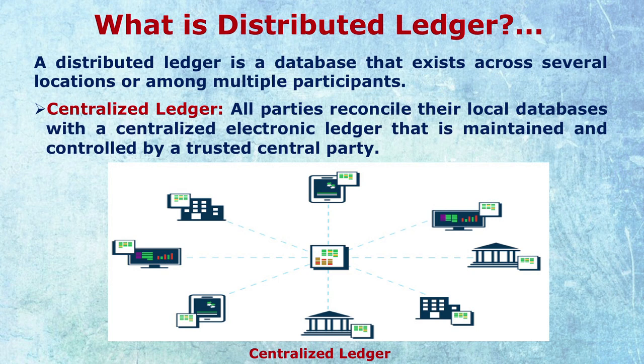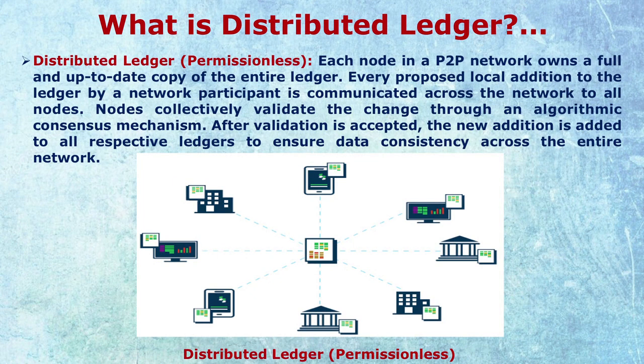As you can see on the screen, a distributed ledger is a database that exists across several locations or among multiple participants. Whereas in the case of a centralized ledger, all parties reconcile their local databases with a centralized electronic ledger that is maintained and controlled by a trusted central party. So, in the case of a distributed ledger which is permissionless, we can say that each node in a P2P network owns a full and up-to-date copy of the entire ledger.